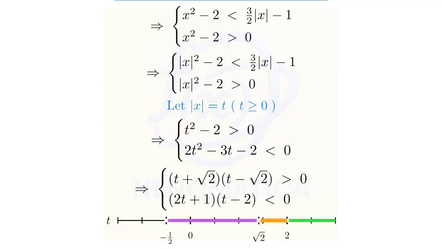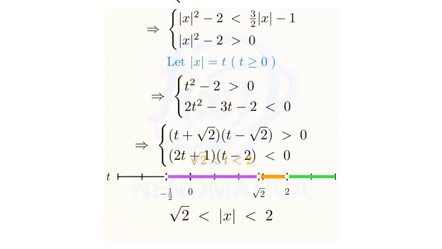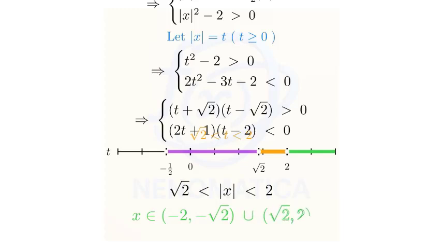Intersecting these gives the final range, square root 2 less than t less than 2. Step 6. Replace t by absolute x. That gives square root 2 less than absolute x less than 2. Splitting the absolute value inequality, x lies between square root 2 and 2, or between negative 2 and negative square root 2.